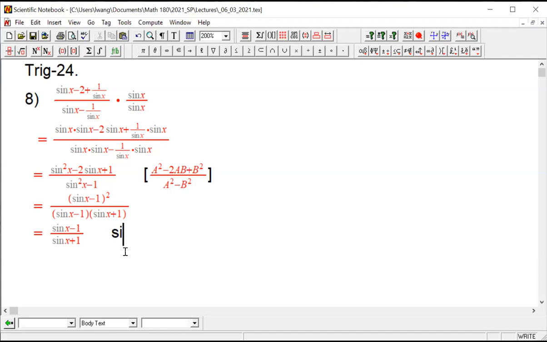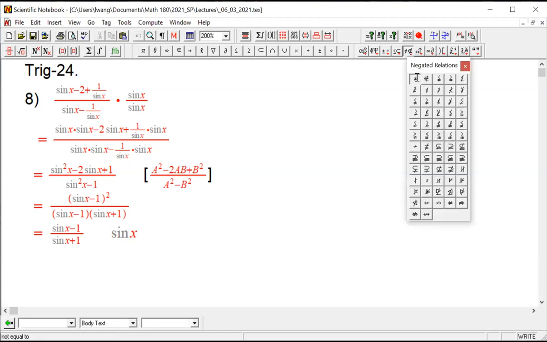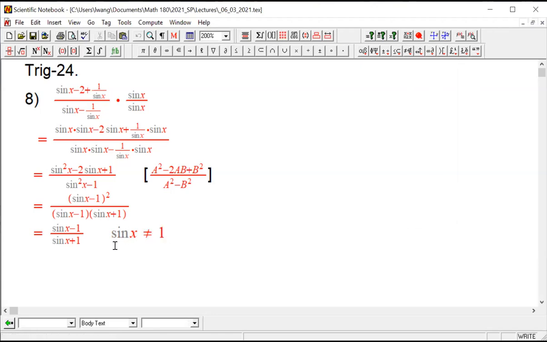And of course, provided that, because you're reducing, sine x cannot equal 1. Otherwise you cannot reduce. So this is the factored form.